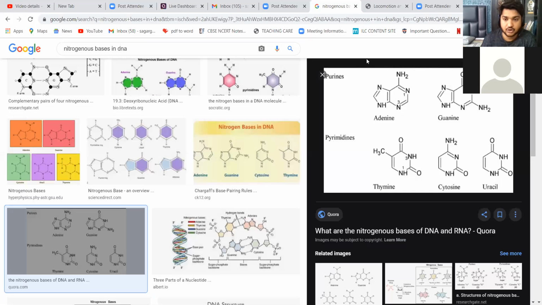So C double bond O is a ketone, and NH2 is an amine. If you want to see the adenine structure, this is how it looks. And if I talk about guanine, it looks like this. If I talk about pyrimidine, it looks like this. Okay, CH3, NH2, and C double bond O. So these are thymine, cytosine, and uracil.